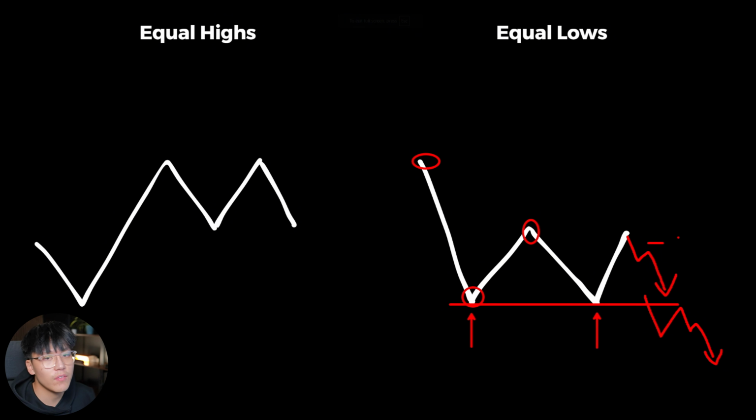So whenever we have equal highs or equal lows, we can look to take trades up towards those equal highs and equal lows, or we can wait for a break above or below and look for the retest of those equal highs and equal lows.